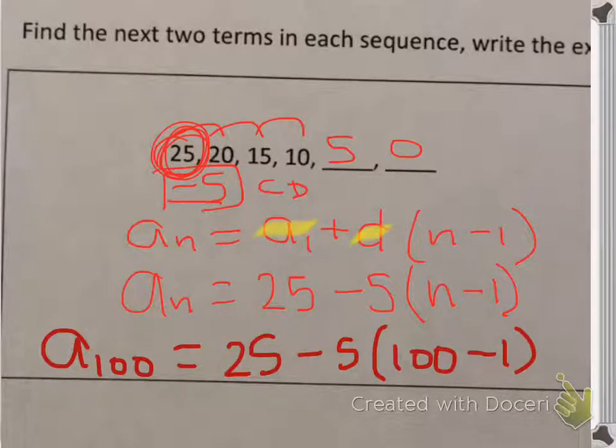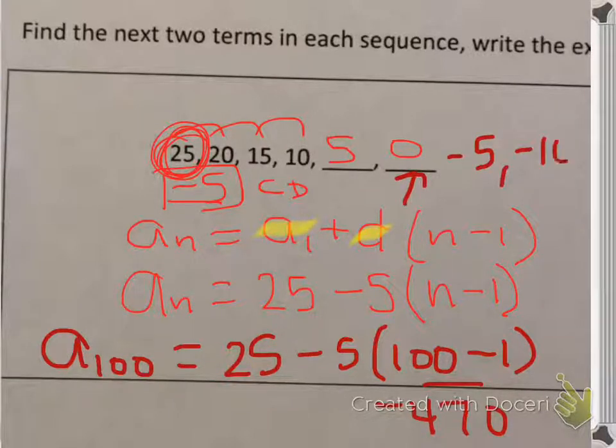And I would just plug that in my calculator. I can do that exactly the way it's written, or I can go by order of operations. So I would start back here. 100 minus 1 is 99. 99 times a negative 5 is a negative 495. And then a negative 495 plus 25 is a negative 470. Which makes sense, you guys, right? Because if I'm already at 0, my next term would be negative 5, then negative 10. And I have to get all the way, 100 terms from there. So I'm definitely going to be negative.